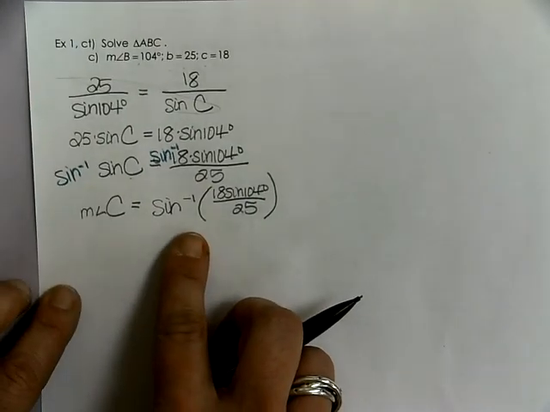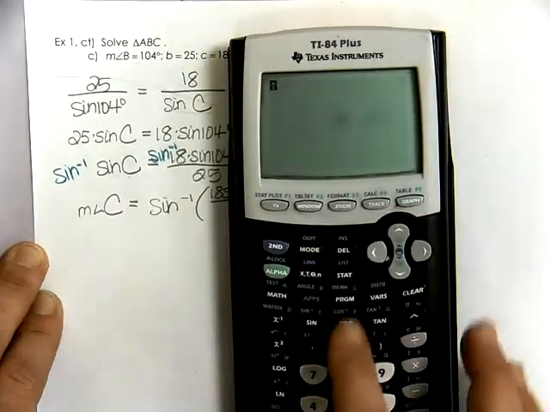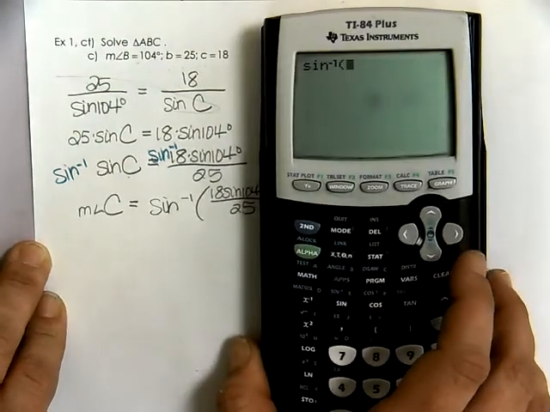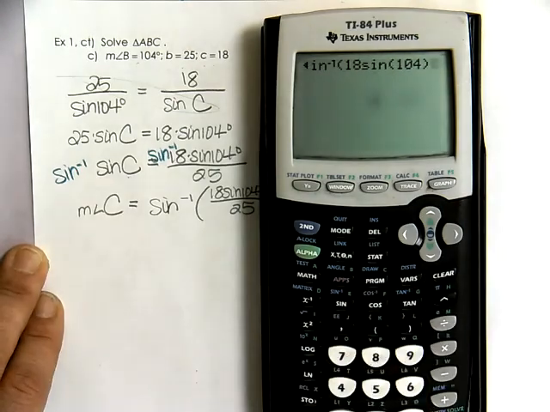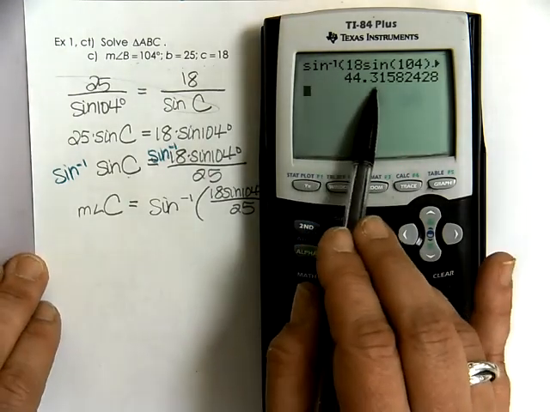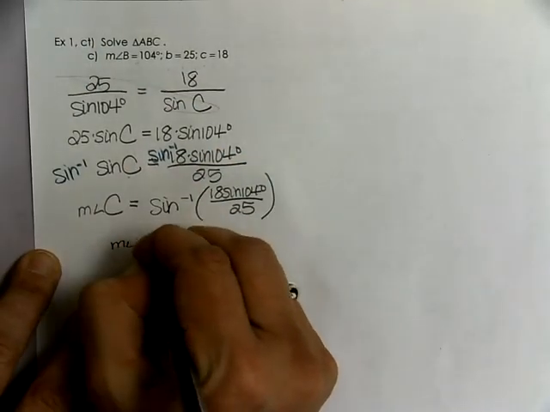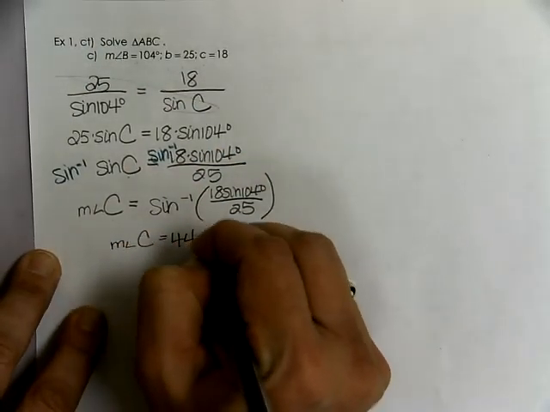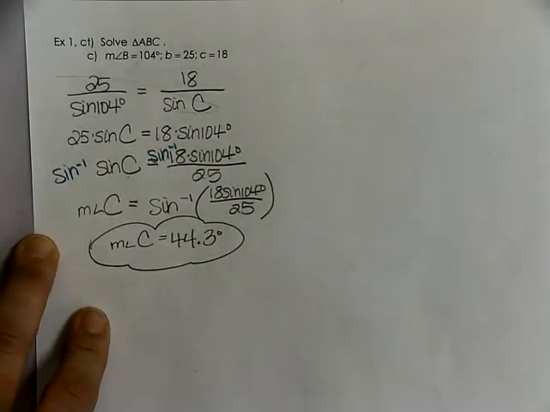So let's put that in our calculator. So we'll say inverse sine. Remember we do the second sine to get to the inverse sine. So inverse sine of 18 times the sine of 104, close that parentheses, divided by 25, close that parentheses, and we get 44.3. And remember, this is an angle that we're finding, which means that we need to put the little degree unit, because if we don't see degrees, that's radians, and 44.3 radians is way different, okay?